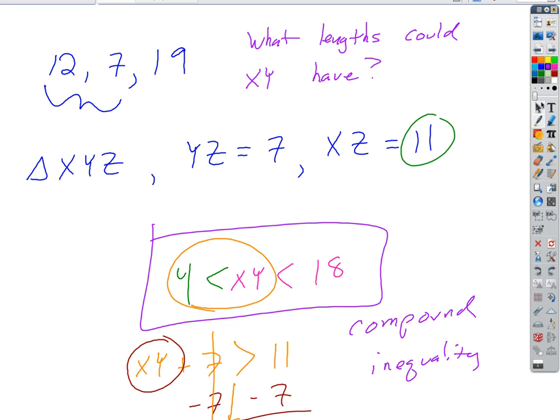Okay, let's try one more. I want to see if you can come up with an inequality that solves, if we have triangle ABC, and I'm telling you that BC equals 7 and AC equals 10, I want to know what are all the possible values of AB. Okay, take a second, see if you can come up with a compound inequality that tells me what values AB has to be pinched between.